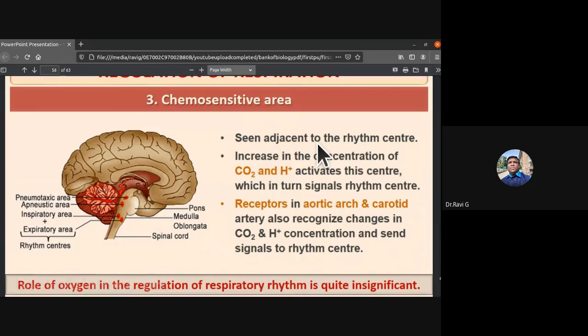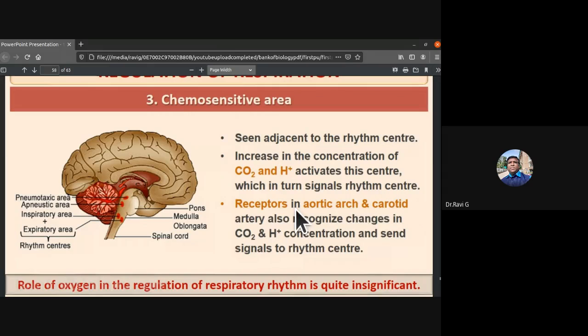Chemosensitive area. It is seen adjacent to the rhythm center. So you have the inspiratory area and expiratory area, and adjacent to that, you find this chemosensitive area. When there is an increase in the concentration of carbon dioxide and hydrogen ions, it activates the chemosensitive area, which in turn signals the rhythm center.